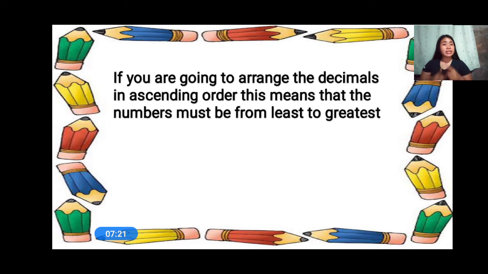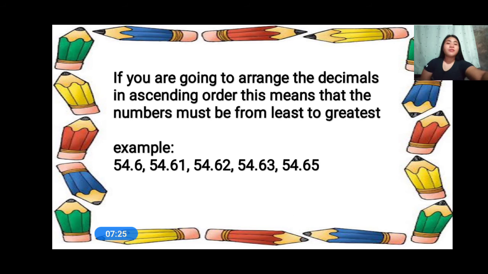Ascending, least to greatest. Example, 54.6, 54.61, 54.62, 54.63, and 54.65. Okay? It is from least to greatest. That is ascending order, meaning increasing.